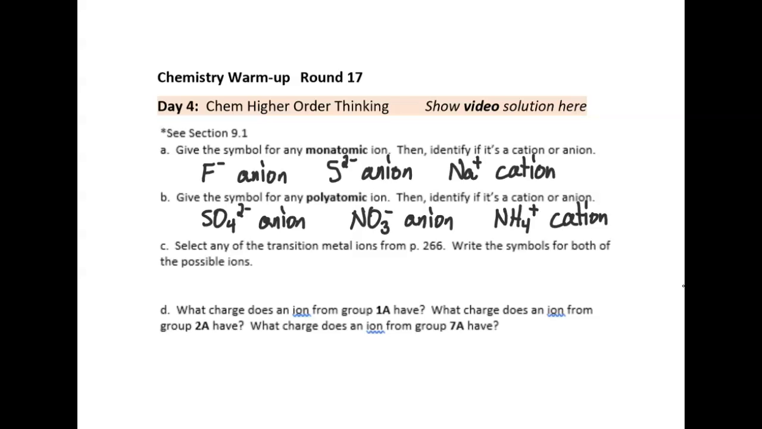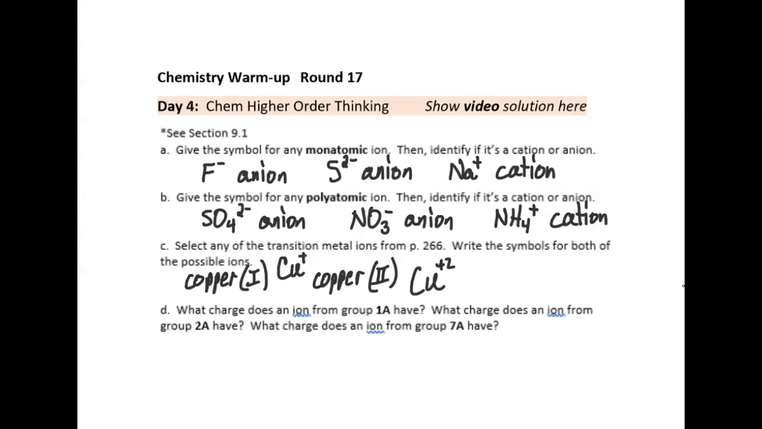Write the symbols for both of its possible ions. So there are several on page 266 to choose from. I'll do a couple examples. There is copper 1 and copper 2. The symbol for the copper 1 ion is Cu with a +1 charge in the corner. The symbol for the copper 2 ion is Cu with a +2 charge in the corner.